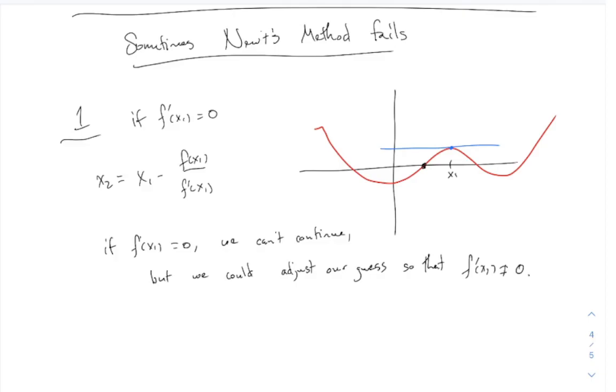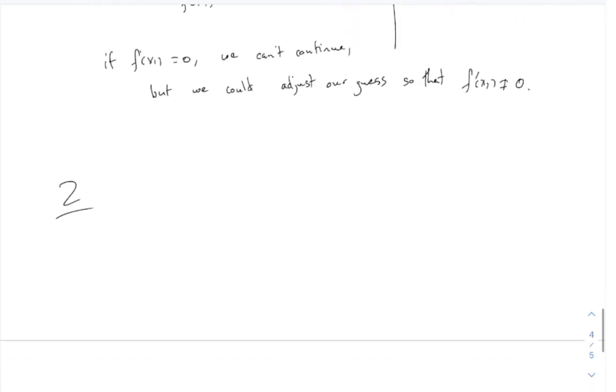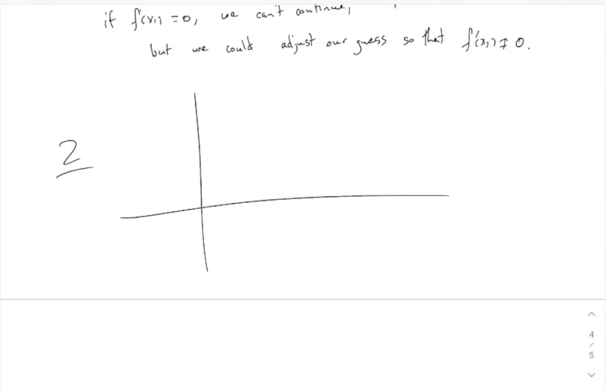A more substantial case, which really doesn't have a great workaround, is something like this. Let's say I'm trying to estimate this value right here. I'm looking for this root, but for some reason I'm not able to come up with a great guess, and let's say I choose x1 to be that over there.